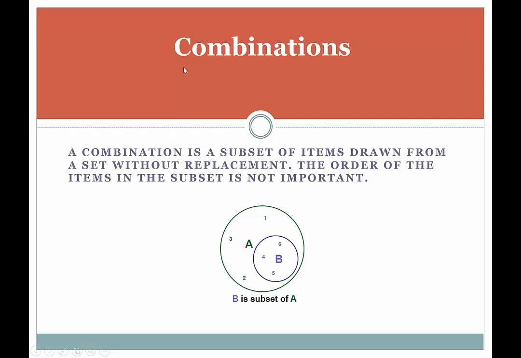All right, in this video, we're discussing the concept of a combination. A combination is a subset of items drawn from a set without replacement. The order of the items in the subset is not important. Okay, so here's an example.